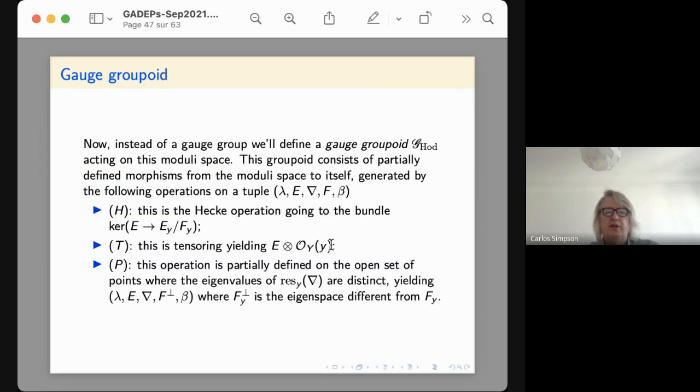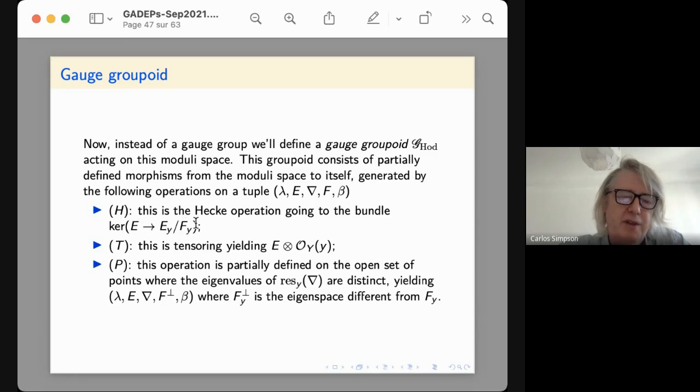So now the point of what I'd like to say today is that you can define a gauge groupoid acting on the moduli space. The gauge groupoid is going to consist of some partially defined operations. And this is what I think should be done here. Let's use the following operation. We know there's a Hecke operation, which modifies the bundle using the subspace F_y. And I didn't write it here, but there's a new natural subspace which corresponds to the kernel.